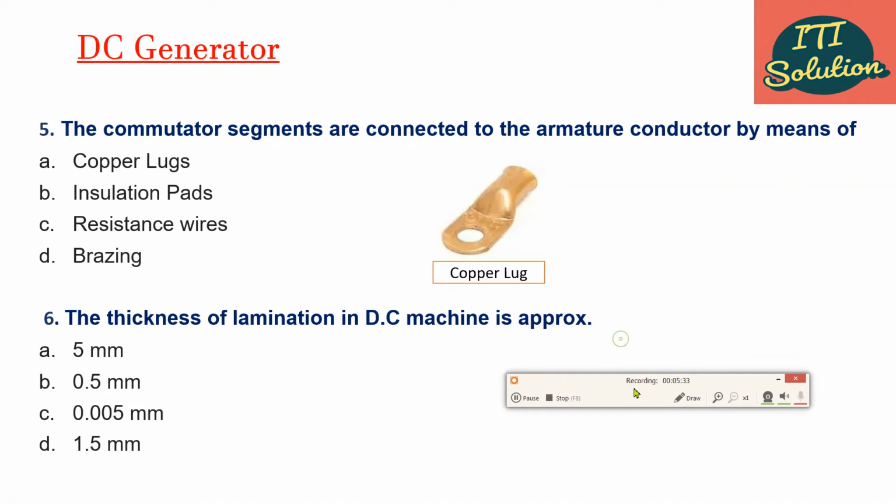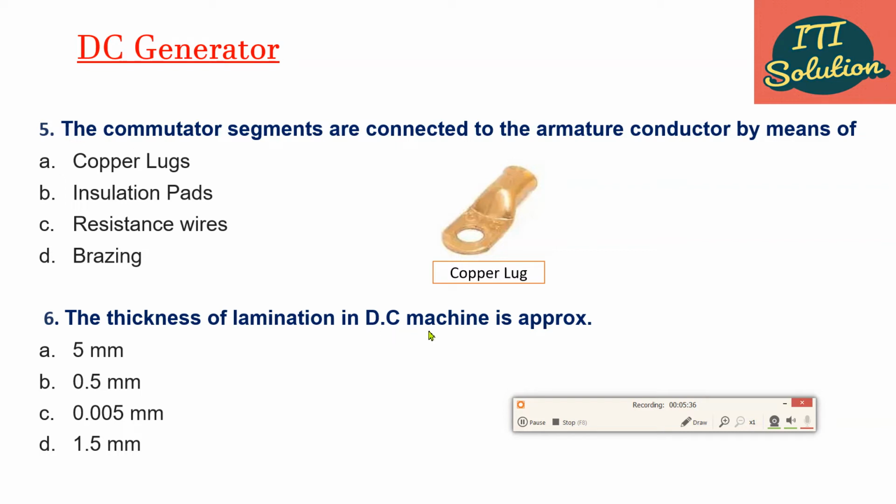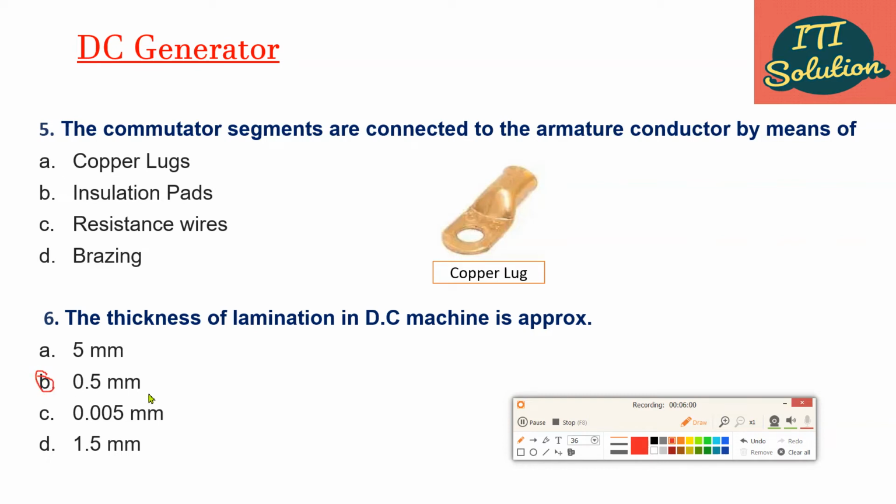Clear? Next question: the thickness of lamination in a DC machine is approximately, option A, 5 mm, option B, 0.5 mm, option C, 0.005 mm, and option D, 1.5 mm. And the correct answer is option B, 0.5 mm. To reduce the effect of eddy current, the armature core is laminated. The thickness of lamination is between 0.1 to 0.5 mm. Clear?